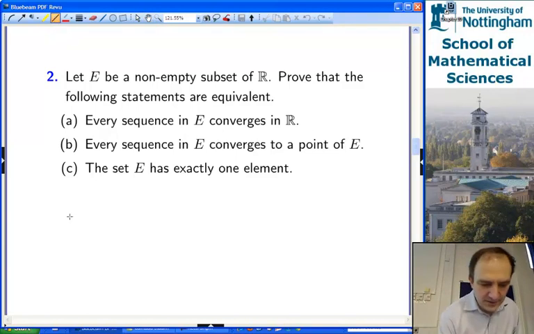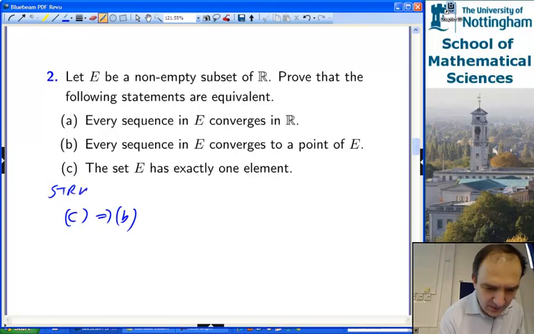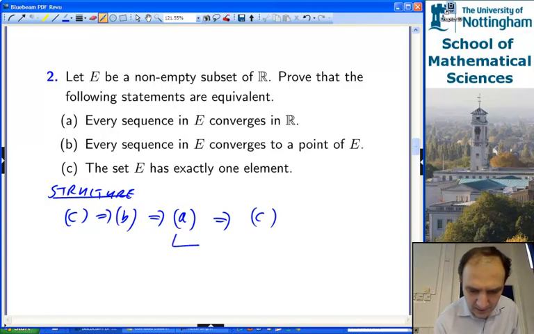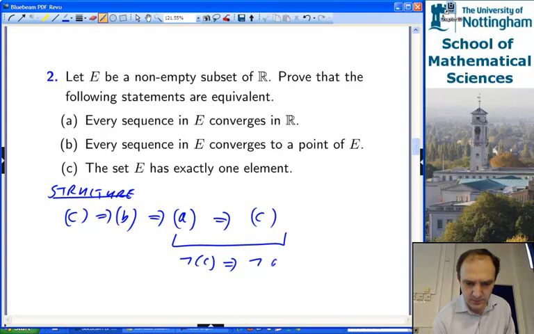So, first of all, I'll do C implies B. So, the structure: I'll do C implies B implies A, and then I'll do A implies C, except that last one I'll do as not C implies not A. And then we're finished, because I've just asked about this. How does that show they're all equivalent? Well, you can then deduce, by going around the cycle, any of the statements from any of the other ones.